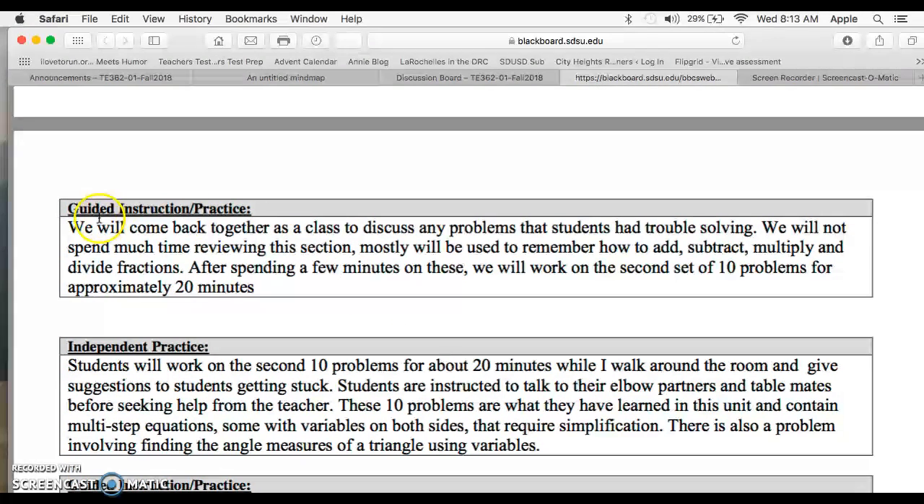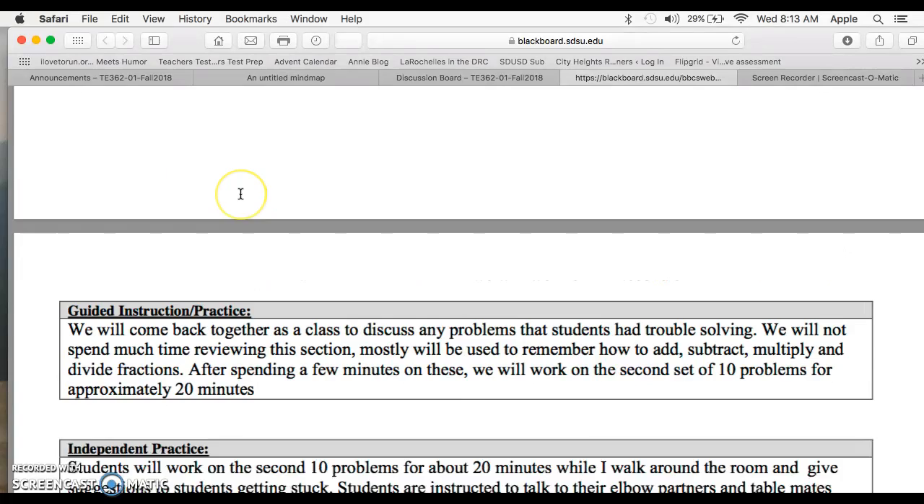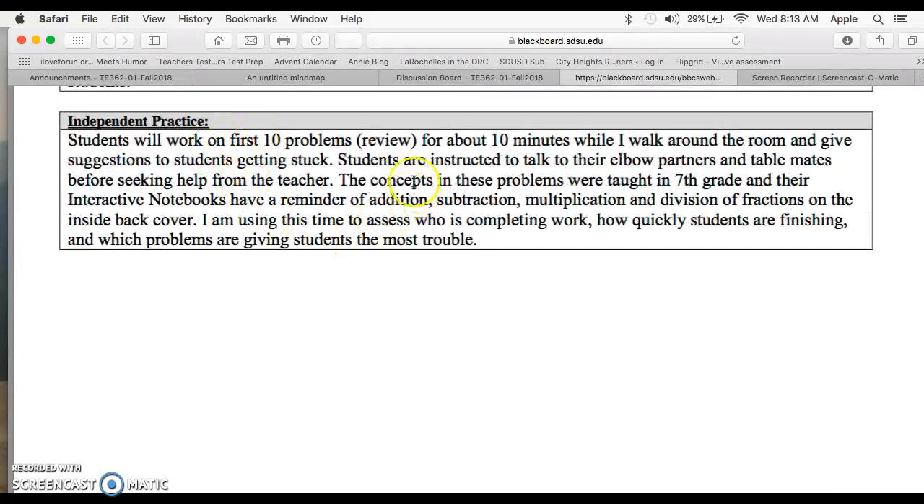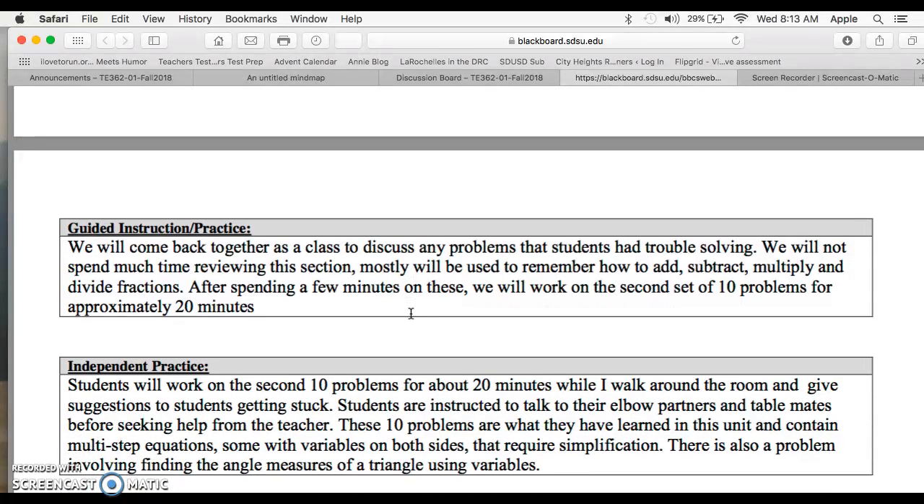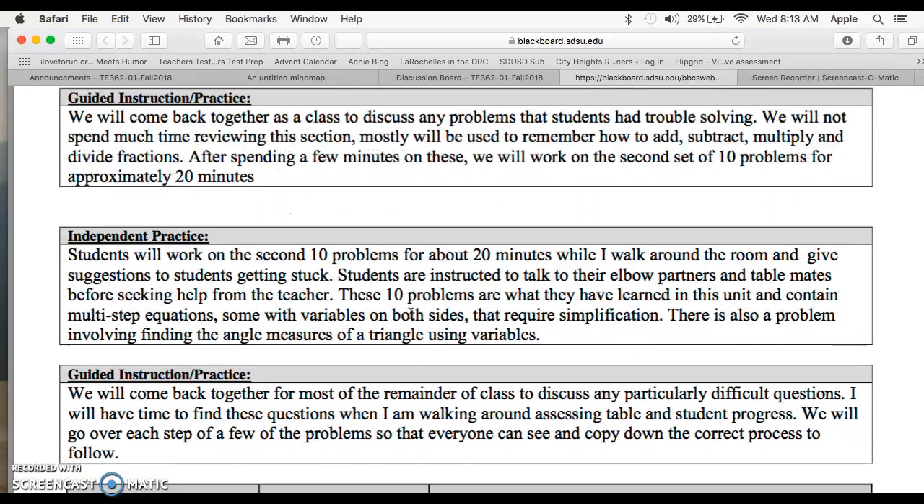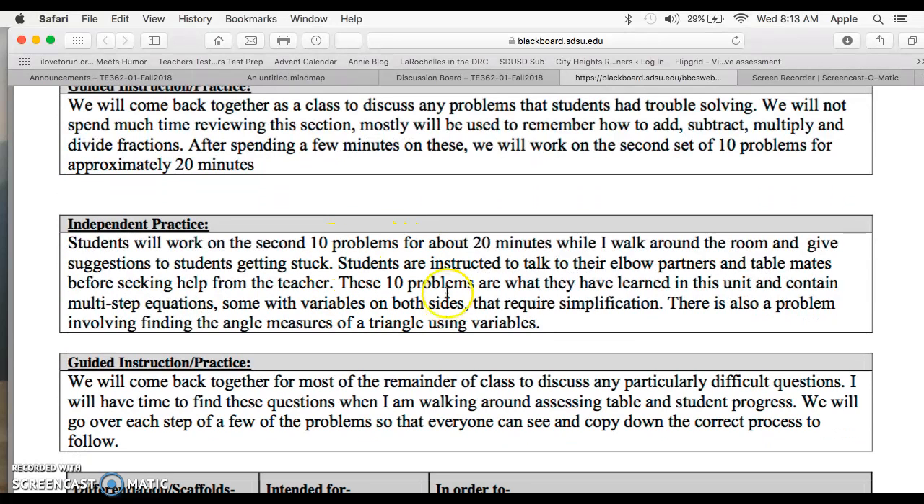In this lesson plan, after doing the first 10 problems, they go back together as a class and discuss problems, and that is where teachers are doing evaluations. And then after this, the students go back to working on another 10 problems, and the teacher is doing an evaluation walking around the classroom.